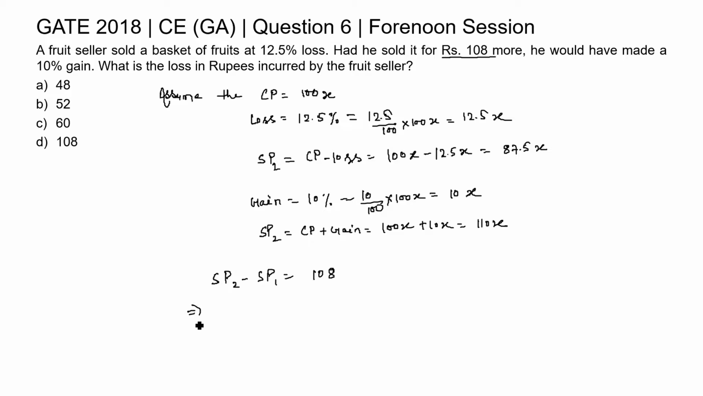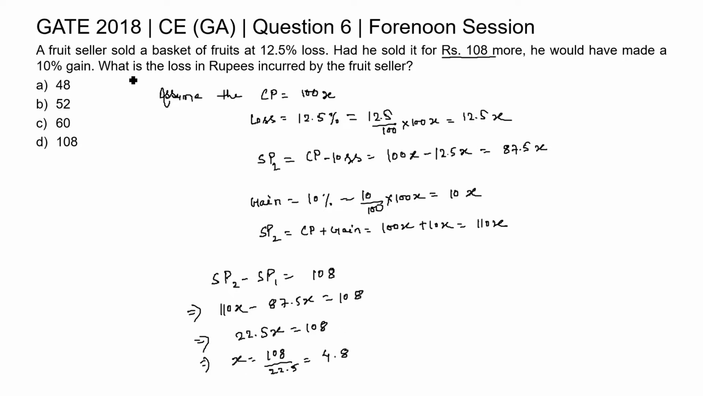So here SP2 is what? 110x and SP1 is what? SP1 is 87.5x. So 110x minus 87.5x is equal to 100. So here it is 110 minus 87.5, 22.5x is equal to 100. So x is how much? x equal to 100 by 22.5, which is 4.4. So we got the value of x.